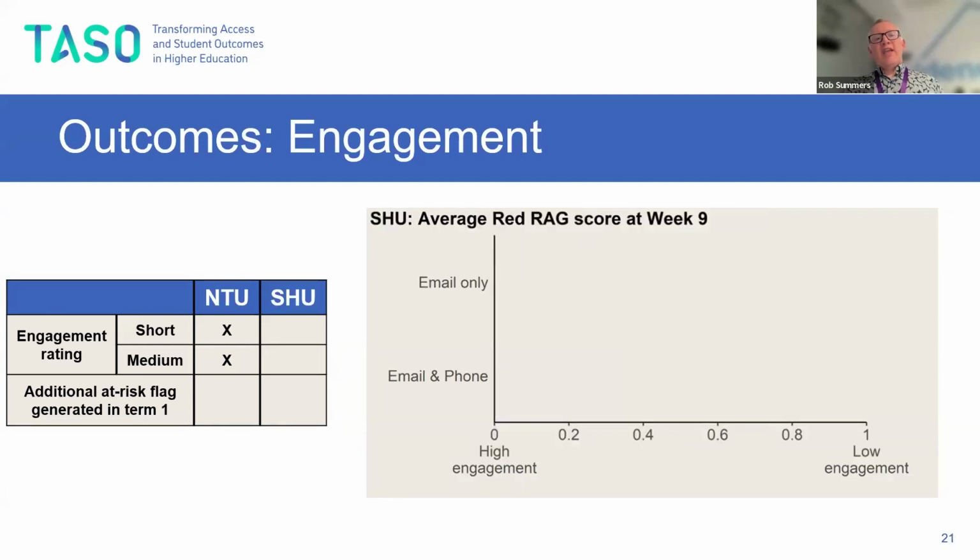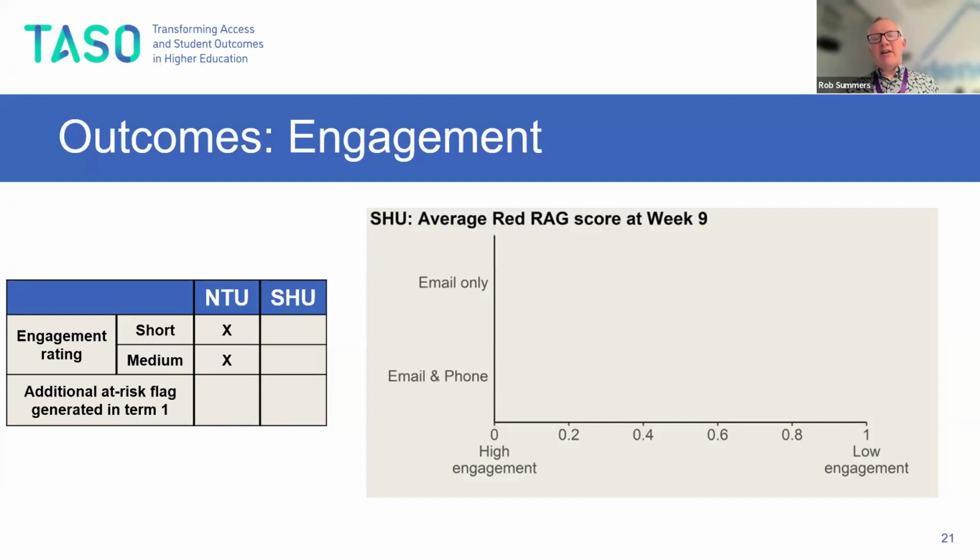Now, Sheffield Hallam measured their engagement in a slightly different way. They use a traffic light system for virtual engagement and physical engagement for each of the students' modules. So a student per term will have between 10 and 12 traffic light indicators on any given day, depending on the number of modules they're taking.